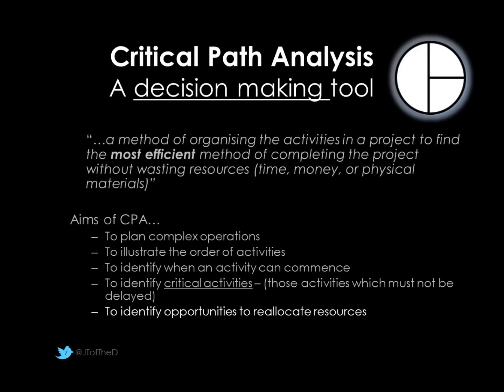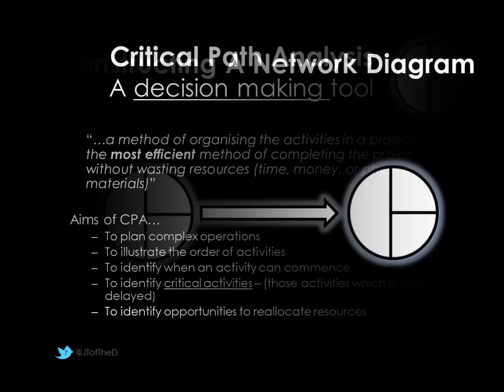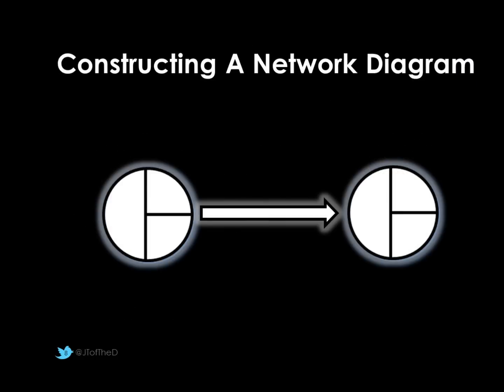And finally, it allows us to identify opportunities so we can actually reallocate resources. So if we know something is critical, we can see if we've got activities that are less critical and reallocate some of the resources, manpower, machinery to some of those critical tasks to try and shorten the task even further and the whole project. So let's have a look at a network diagram.